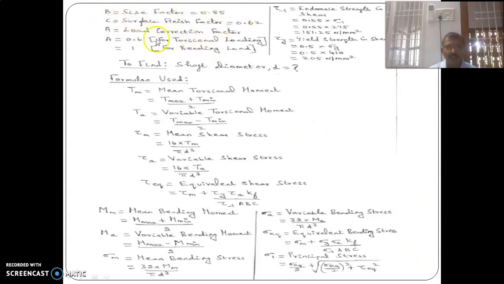Size factor, surface finish factor, load correction factor 0.6 for bending load. Tau minus 1, the endurance strength in shear, equal to 0.55 into sigma minus 1, which is 151.25. Tau y equal to 0.55 into sigma y, 0.55 into 410. So here two loads are given. Then the mean torque Tm, Tv and sigma m, and the equivalent stress are calculated.